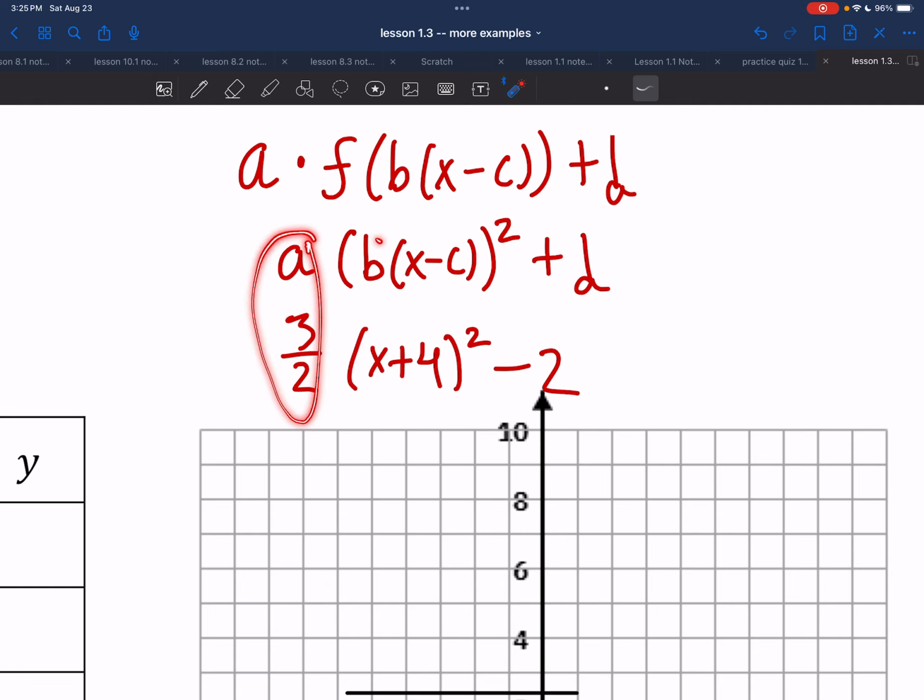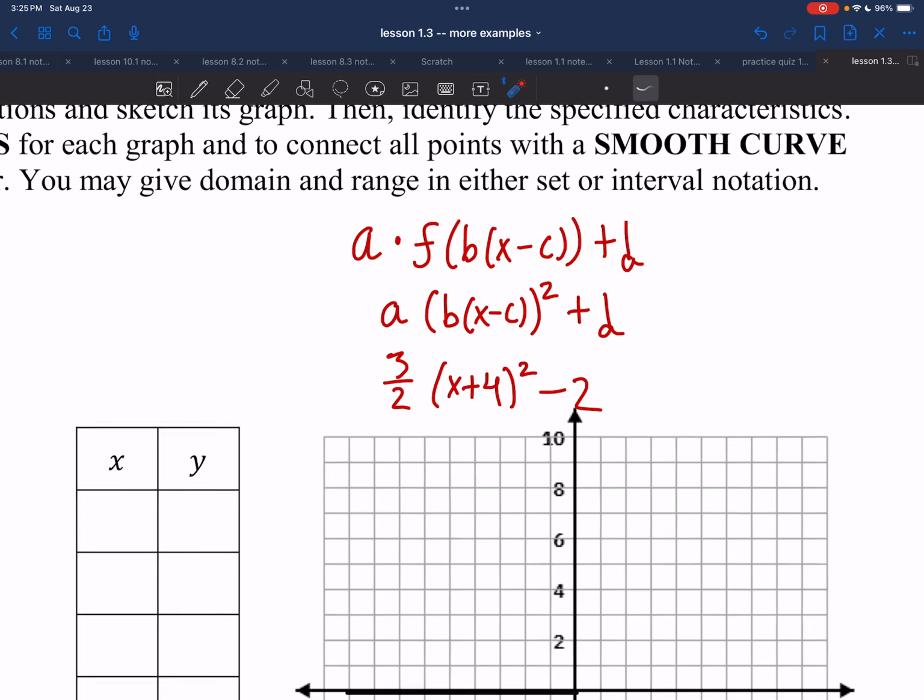The B value multiplies x and c, but there's no B value seemingly next to this x. It says x minus c, so x plus 4, okay. And then minus 2 is like the plus d at the end, yeah? So you can see all of the transformations kind of just writing it right beneath like this.